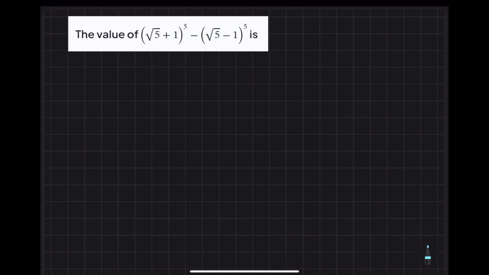So we got this situation. Now look at this, how we will approach this question. So if you will observe this part, you can observe that it is (x + y)^n minus (x − y)^n. Okay.